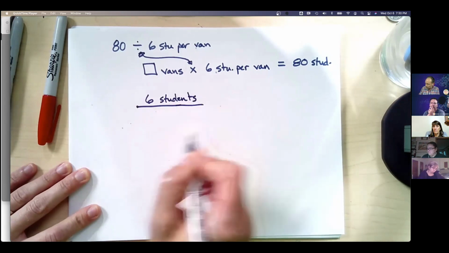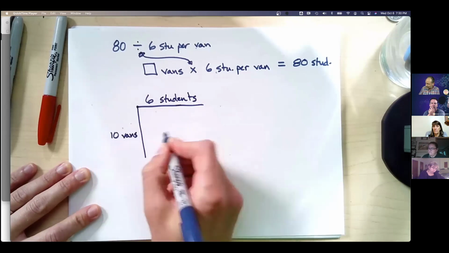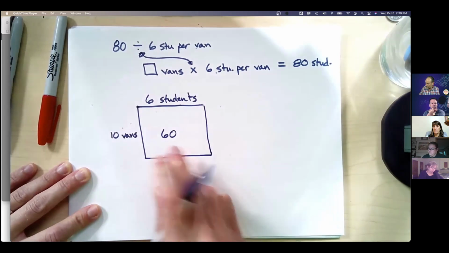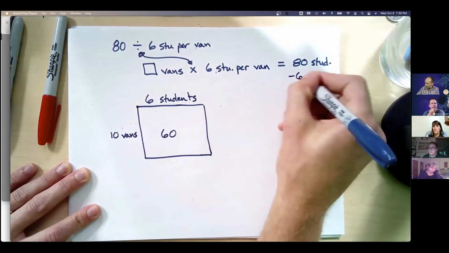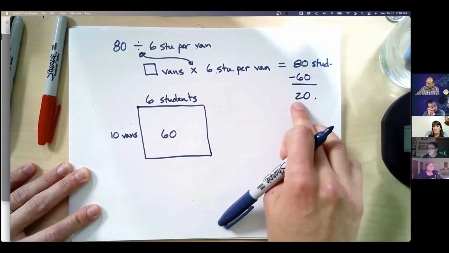Okay, if I have 6 students per van, and they're like, well, wait a second. If I know that 10 vans is equal to 60, well, then I know that, wait a second, I have 20 left. So you see this long division thinking going on here.